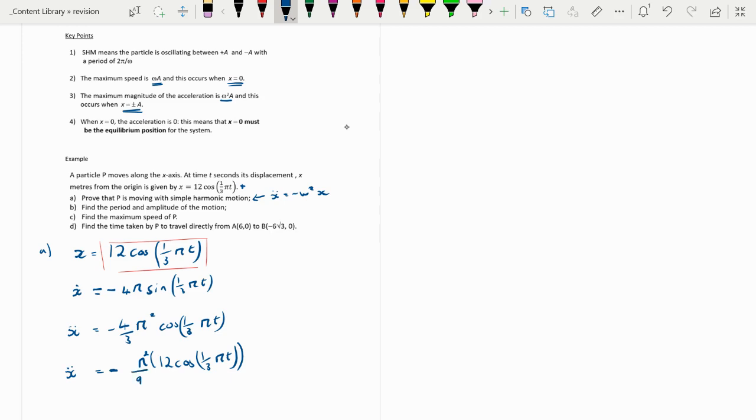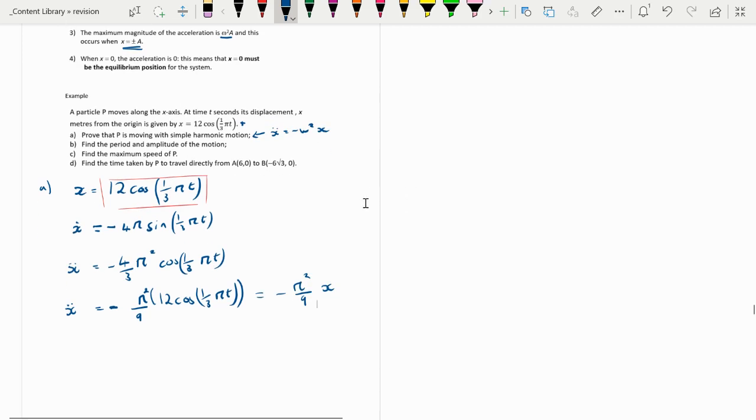So if I did pi squared over 9 and I times by 12, I'd get 4 thirds pi squared. Okay, and there you go. That's the format I want. So that is minus pi squared over 9 x, which is exactly in the format I want.